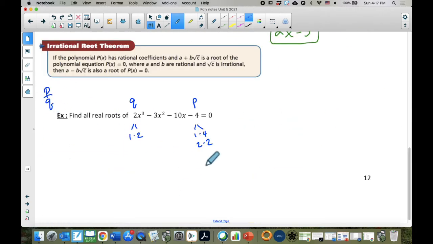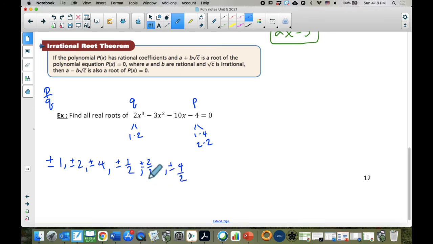Because here's what we're going to do. We're going to find the rational roots first, and then we're going to find the irrational roots. Our rational roots come from the list of these numbers, 1, 2, and 4, each of those over 1: 1 over 1, 4 over 1, 2 over 1, and then we also have 1 over 2, 2 over 2, and 4 over 2.